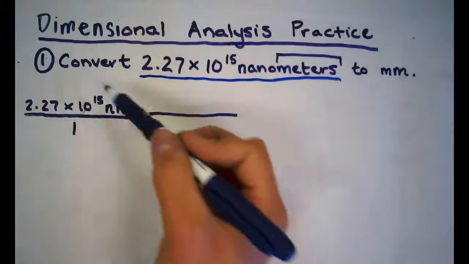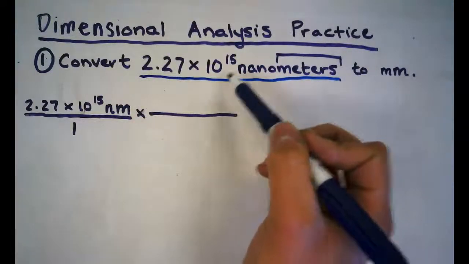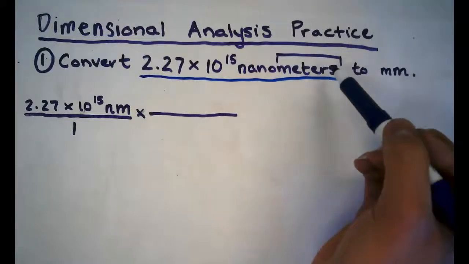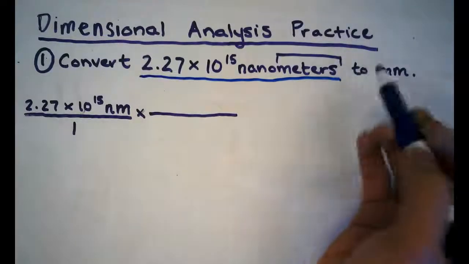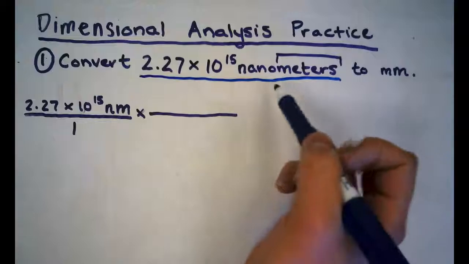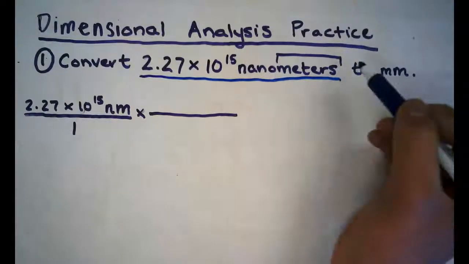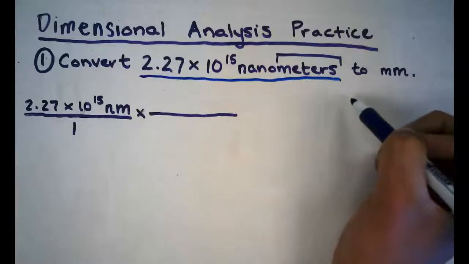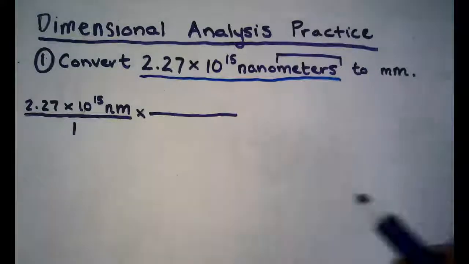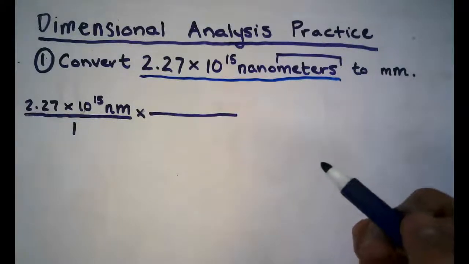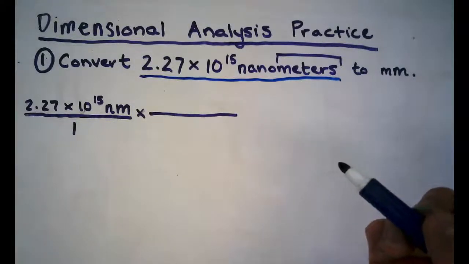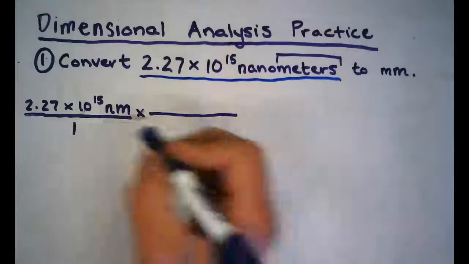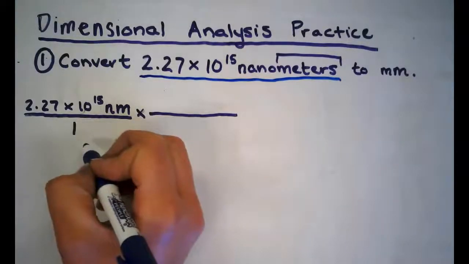Up here it just gives us 2.27 times 10 to the 15th nanometers. If there were a unit in the denominator, then the problem would say per, or it would give a slash or a division sign. And that's what indicates units in the denominator. And we will talk more about that when we get to zone 4 of our course matrix. But for now, we're just going to leave a 1 in the denominator.